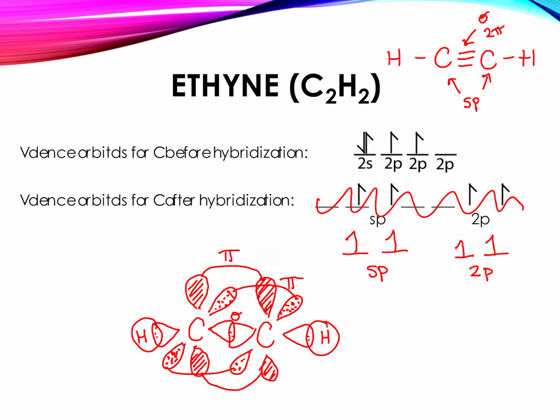Okay, so we've got the sigma bond between the 2 carbon atoms. That's from the hybrid orbital. And then we have the pi bonds coming from the unhybridized 2p orbitals. And then, of course, we have sigma bonds going to each of these hydrogens because those are single bonds.